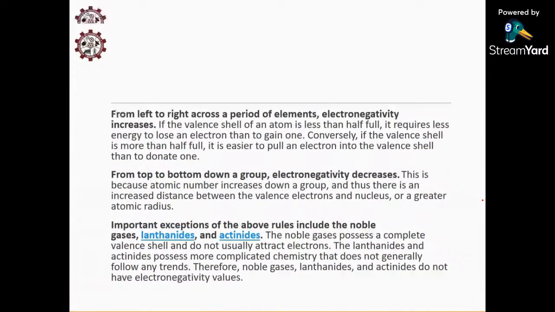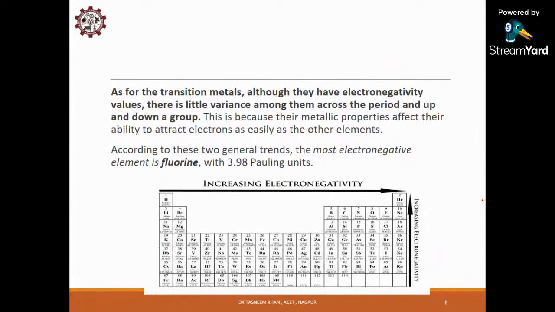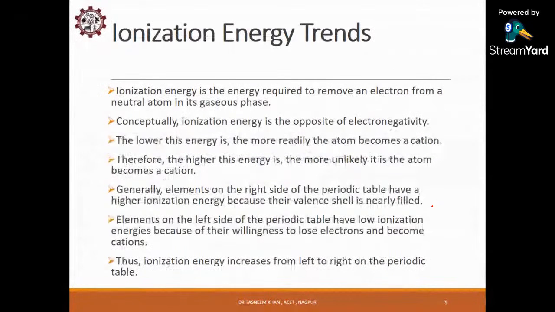Okay. As for the transition metals, although they have electronegativity values, there is little variance among them across the period and up and down a group. This is because their metallic property affects their ability to attract electrons as easily as other elements. So according to these two general trends, the electronegativity of fluorine is the highest. So this is a general one. Electronegativity from left to right has been increasing, and top to bottom decrease होगा तो no doubt bottom to top जाएंगे तो increase होगा. Let's talk about ionization energy.